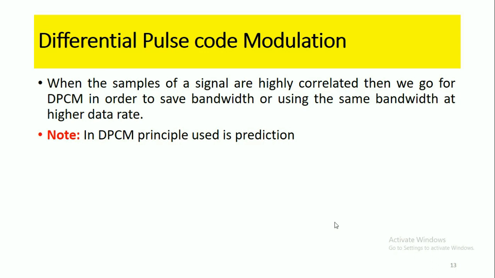And next one is differential pulse code modulation. When the samples of a signal are highly correlated, then we go for differential pulse code modulation in order to save bandwidth or use the same bandwidth at higher data rates. This differential pulse code modulation uses the principle of prediction. So this is about differential pulse code modulation.